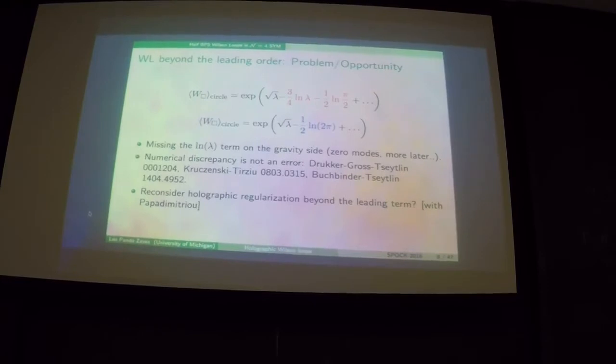Again, the missing log of lambda term has been discussed extensively as attributed to zero modes in string perturbation theory. So as you see, at least it's certainly not something that you can see clearly from supergravity. That tells you that when you want to do this semi-classical computation, you have to be aware of something extra, perhaps this topological structure of the worldsheet.